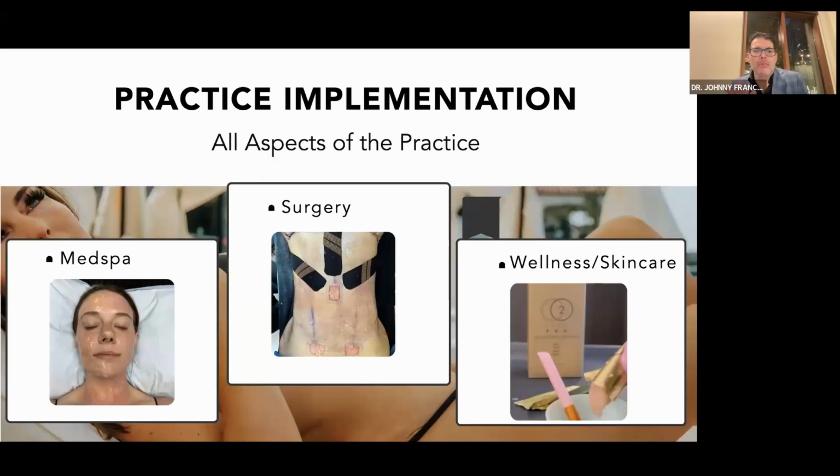I'll tell you from implementation, I think this is what's cool, because for most of us, it's always hard when you bring something to the practice and you can only use it for one little niche. Then it becomes very limiting. For us, we've been able to do it through all three spectrums of our practice, from surgery to med spa to our wellness side, which has absolutely exploded. And so I think it's cool when you can bring something that can cause some crossover from one service line to another.